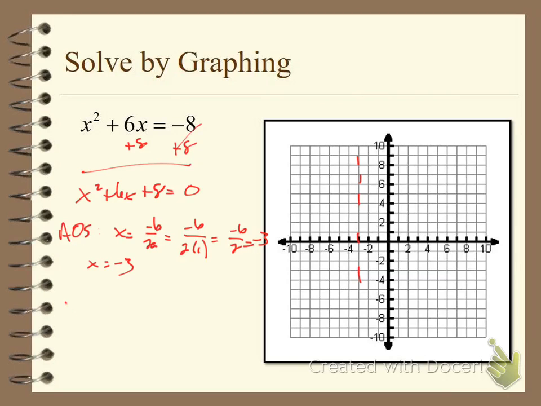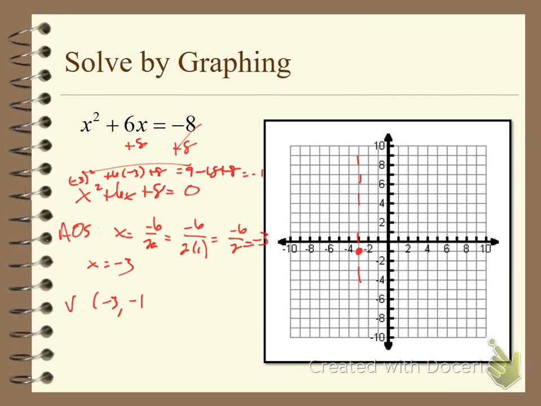We find the vertex by plugging in negative 3. If we plug in negative 3, we get negative 3 squared plus 6 times negative 3 plus 8. So we get 9 minus 18 plus 8, which gives us negative 1. So the vertex is at negative 3, negative 1.